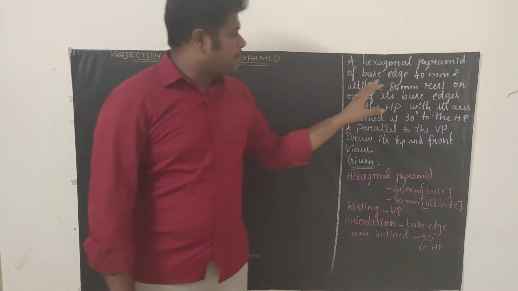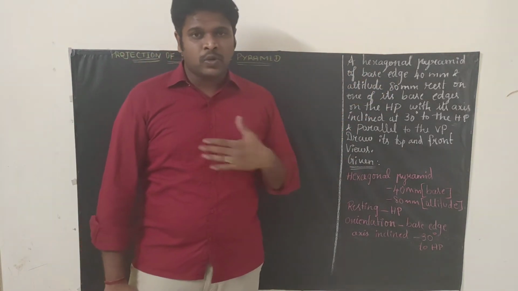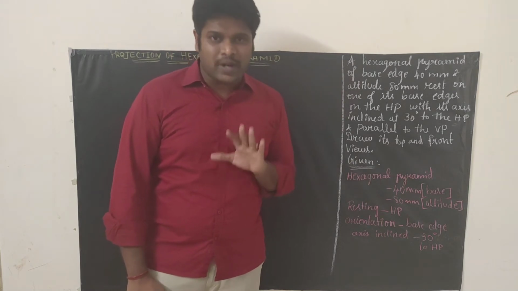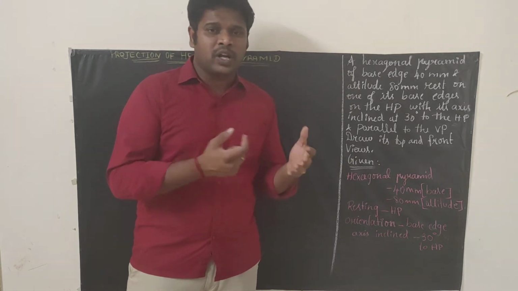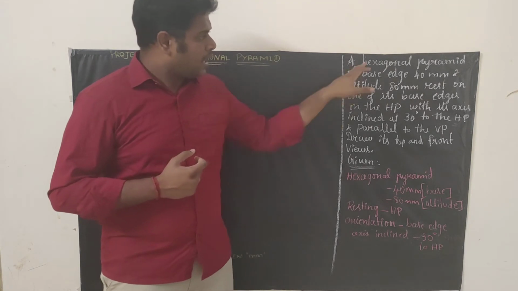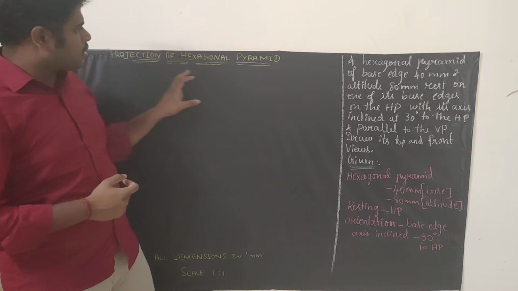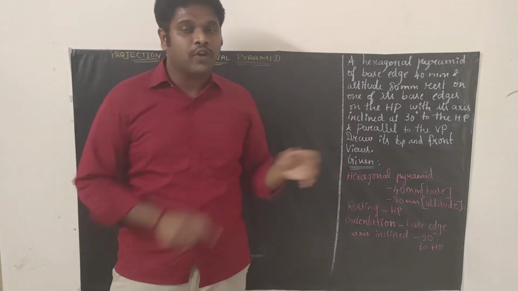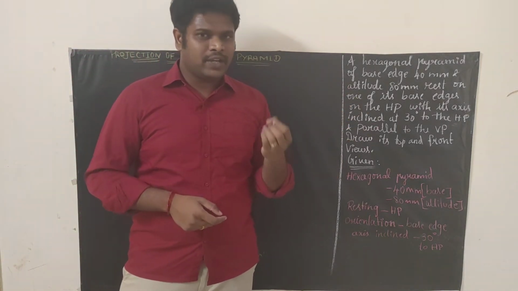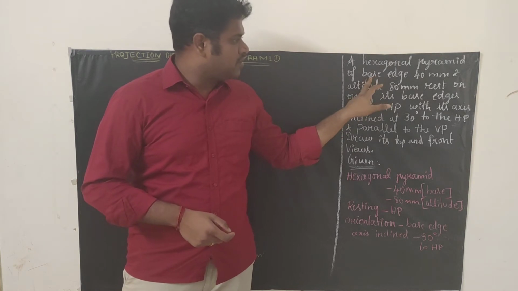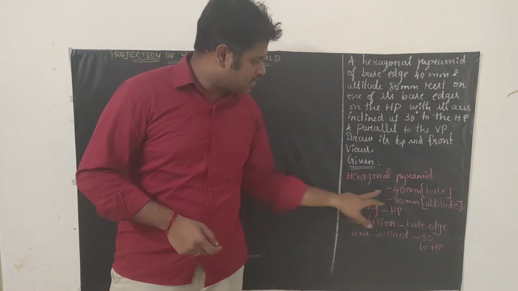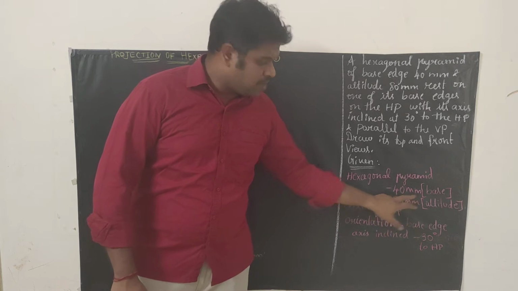A hexagonal pyramid of base edge 40 mm. So from the question, what we need to understand is what type of solid we are going to draw. We are going to draw a hexagonal pyramid. The sum which we are going to solve is a projection of a hexagonal pyramid. For drawing the hexagon we will require the base, right? They have clearly given the base edge as 40 mm. So hexagonal pyramid, 40 mm base.